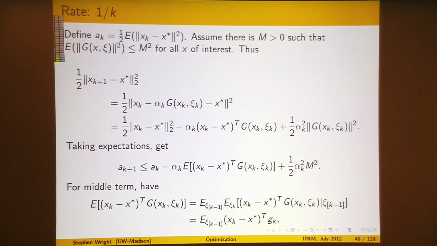So I can actually take this expectation with respect to psi k inside here and just associate it with the G, okay? And then I can use the fact that I know that the expectation of big G with respect to psi k is just an element of the subgradient, which I'll denote by little g, just an element of the subgradient of f evaluated at x_k. So I'm able to simplify the middle term by making this observation, okay?